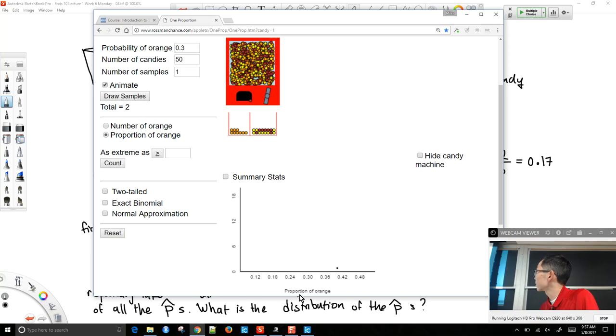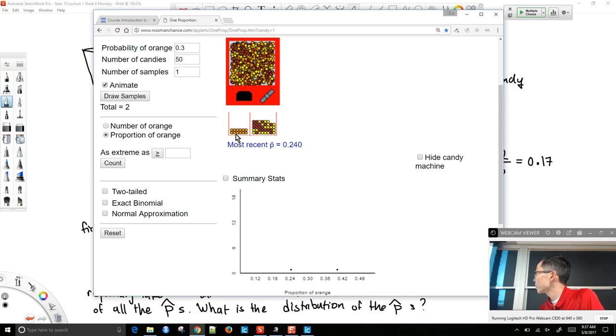Okay, so it's mixing up the candies, puts the orange ones over here. So this time, when we scooped out 50 pieces of candy, we got 12 orange pieces. 12 out of 50 is 24%. So it puts a dot right here for 24%.